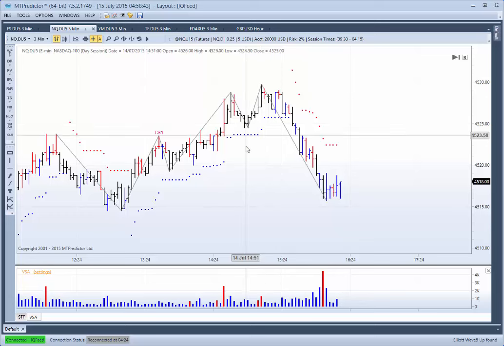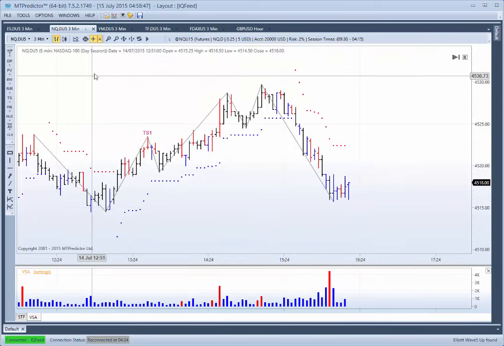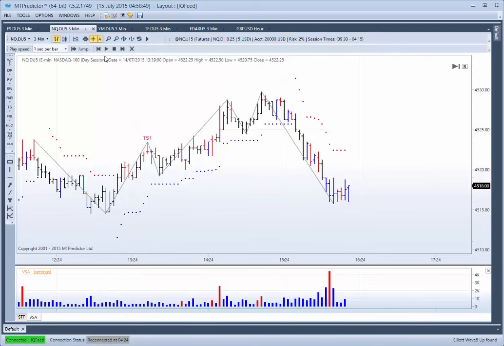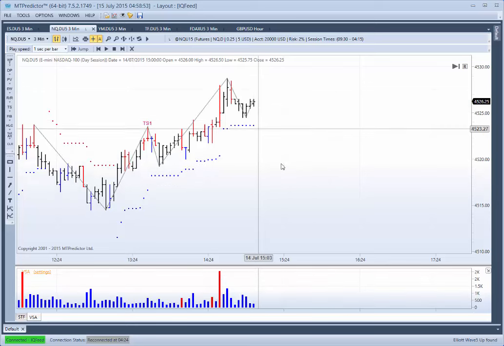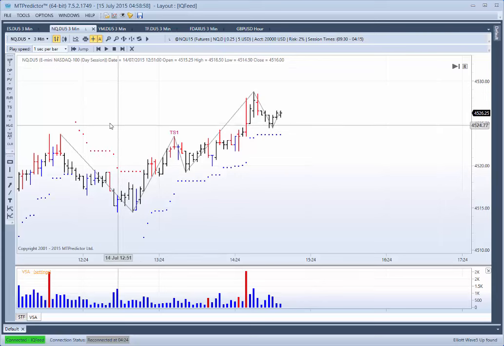Why was this one to look at? Well, this is what we call a VSA setup. So what's a VSA setup? Perhaps if I use our training mode or bar replay mode and I take the chart back to before the market made the new highs. A VSA setup is when a market makes a move beyond a prior high.